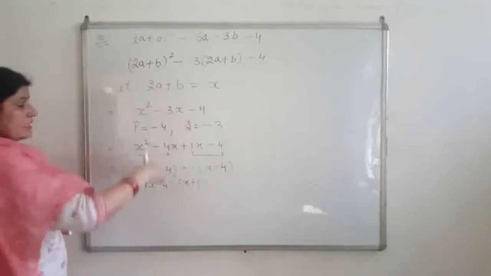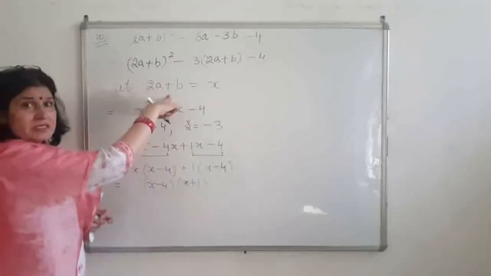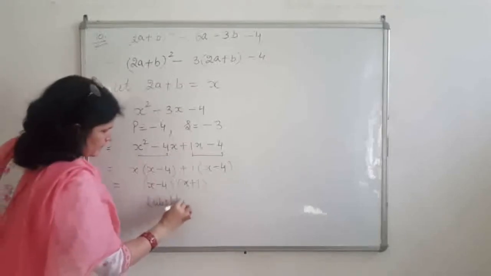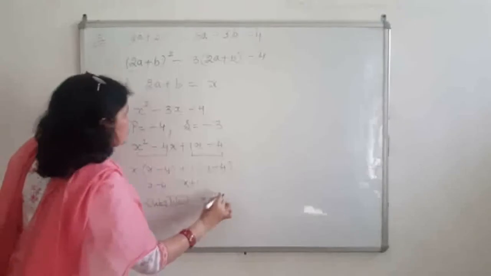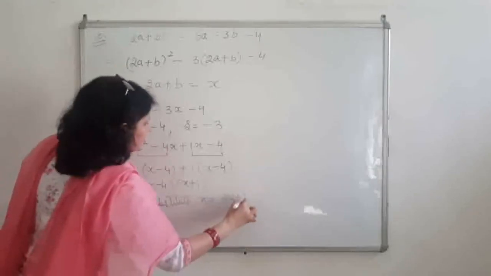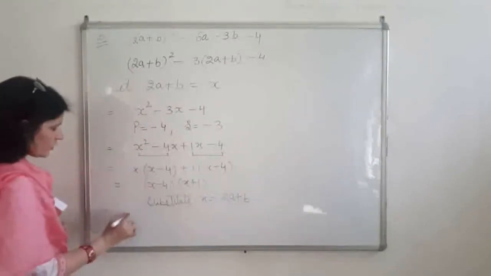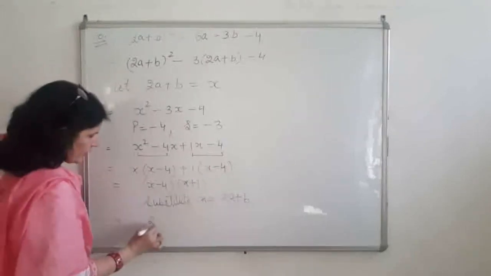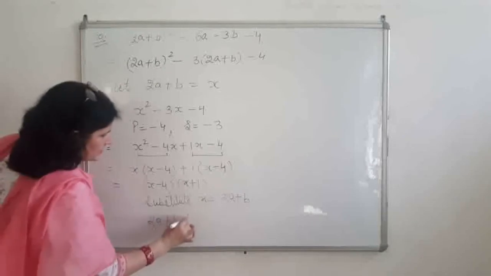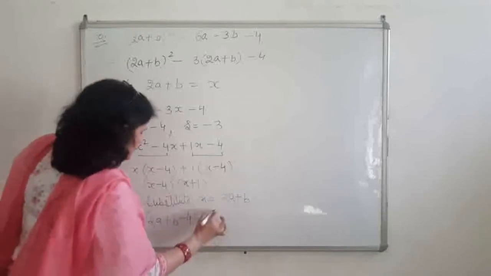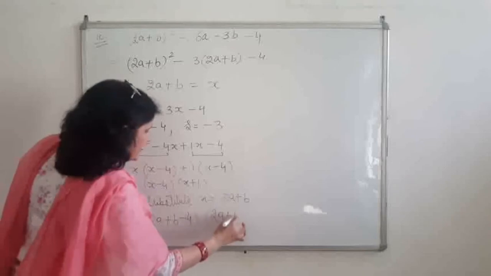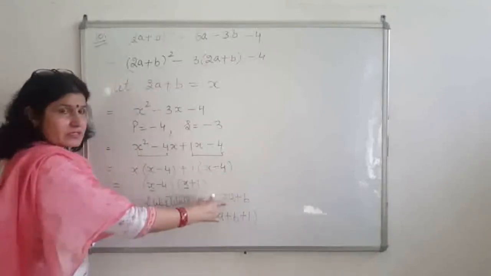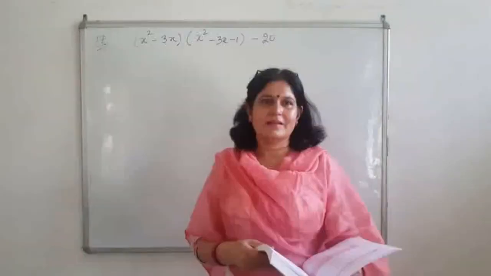No, because x is equal to 2a plus b. So substitute x is equal to 2a plus b. So our answer will be, in place of x, what will we substitute? 2a plus b minus 4. Another factor is 2a plus b plus 1. Means this x we substitute as 2a plus b, and this is the answer.